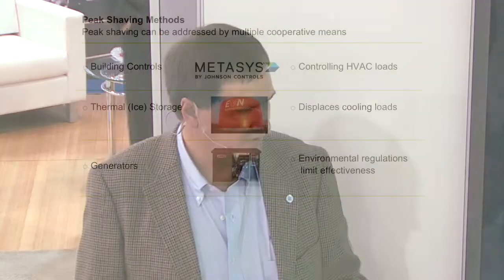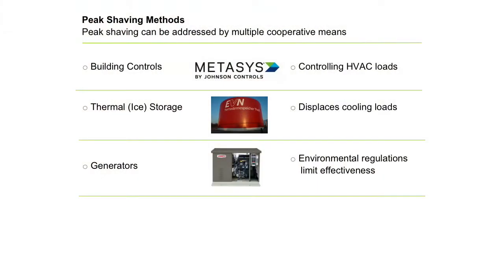You can use generators. For example, a combined heat and power system would be very good at reducing peaks, assuming that you can use the excess heat, the waste heat that's generated from that system. Generators themselves as a technology, though, have some inefficiencies around them. They're combustion engines, they have very low efficiency, and they have some environmental issues with them. So typically you don't buy a generator just to do peak shaving.